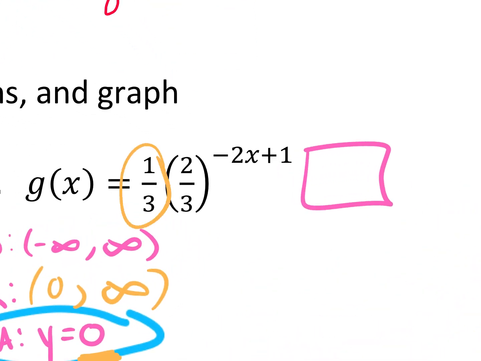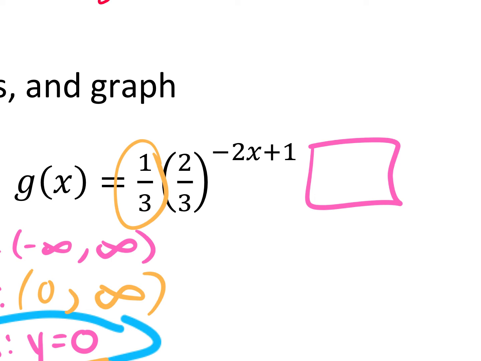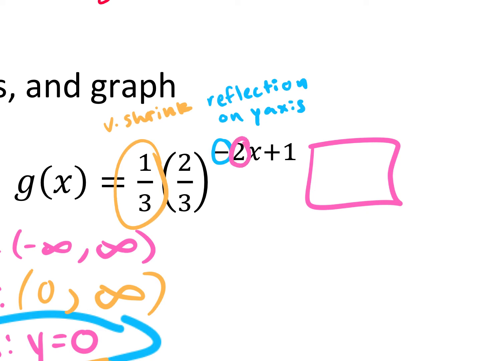Well, what does multiplying by a fraction out front tell us? Perfect. It's a vertical shrink. What about the negative that's being multiplied to x tell us? So negative out front is a reflection on the y. What about multiplying x by 2? It's a horizontal shrink. And then the plus 1, adding 1 directly to the x, what would that do? Left 1. All right, let's look at number 3.